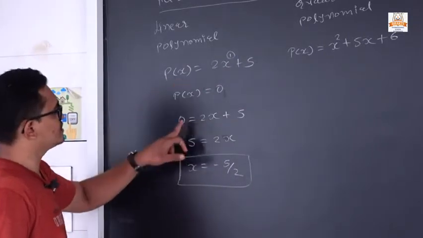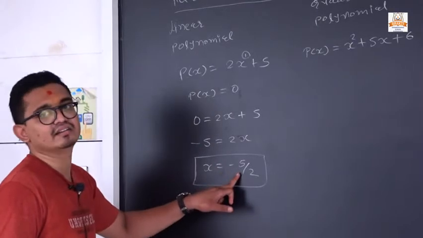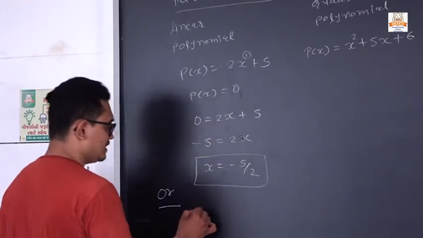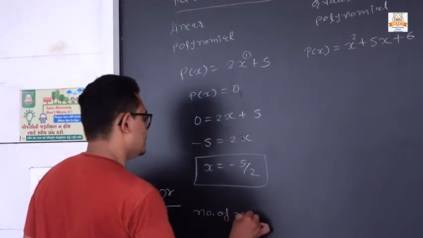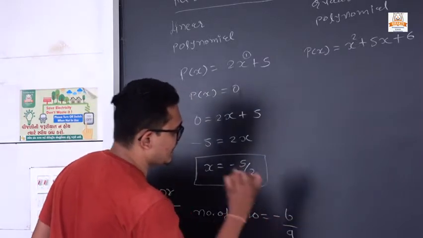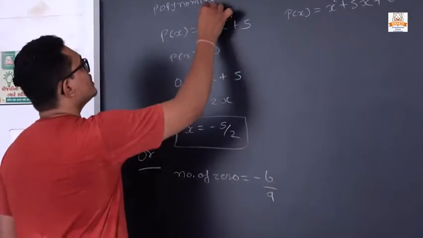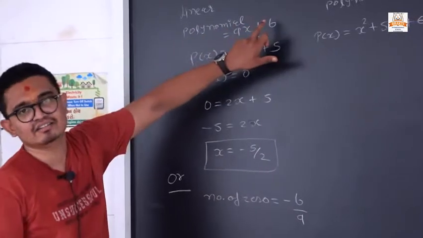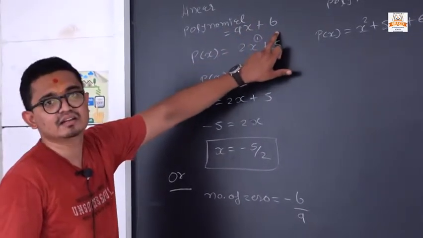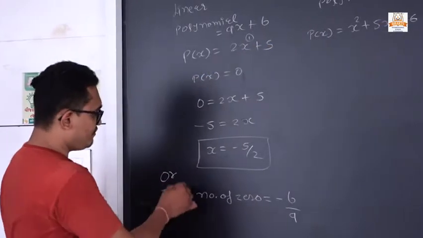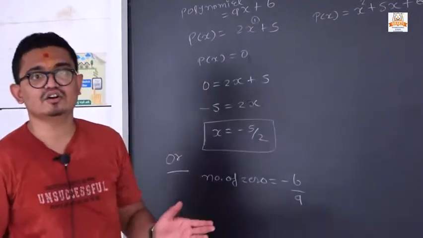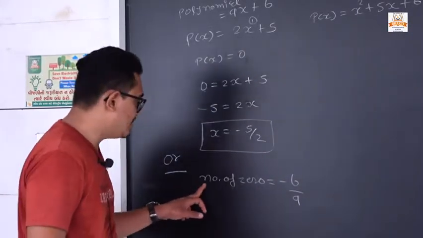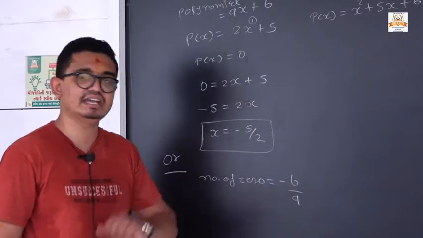So it is our first method. First of all we put 0, then we can directly find the value. And for the second method we have a formula. What is its formula? Zero of the polynomial is equal to minus b by a. Now what are b and a? You must remember that this is the standard form. What is the standard form of the linear polynomial? It is ax plus b. Clear? So it is our second method. If we want to find the zeros of a linear polynomial, we have one direct formula: zero is equal to minus b by a.